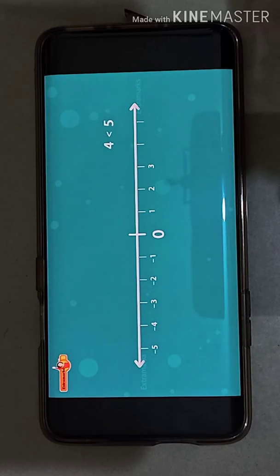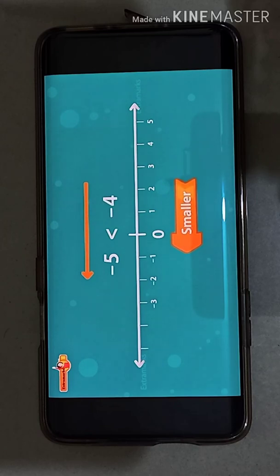4 is smaller than 5. 3 is smaller than 4. 2 is smaller than 3. 1 is smaller than 2. And 0 is smaller than 1. Can we apply the same rule on the negative side of the number line? Yes. The numbers get greater when you move to the right, and the numbers get smaller when you move to the left. Since negative 5 is on the left side of negative 4, it is smaller than negative 4.